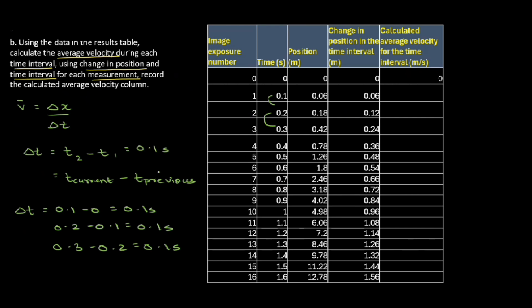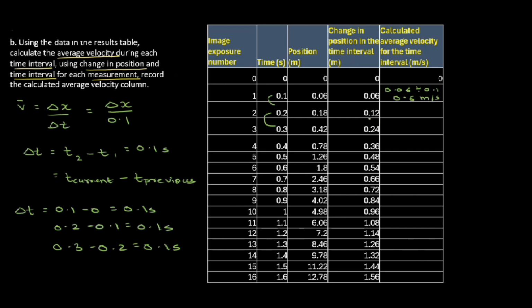So if I want to find my average velocity, I need to divide my change in position value with the time interval delta t, which is same for all the values and it is 0.1. So all I'm going to do to calculate average velocity is divide the values in the second last column, which is the change in position, with 0.1. And when you divide each value with 0.1, you will get the average velocities. So let's divide 0.06 by 0.1. That gives you the average velocity to be equal to 0.6 meter per second.